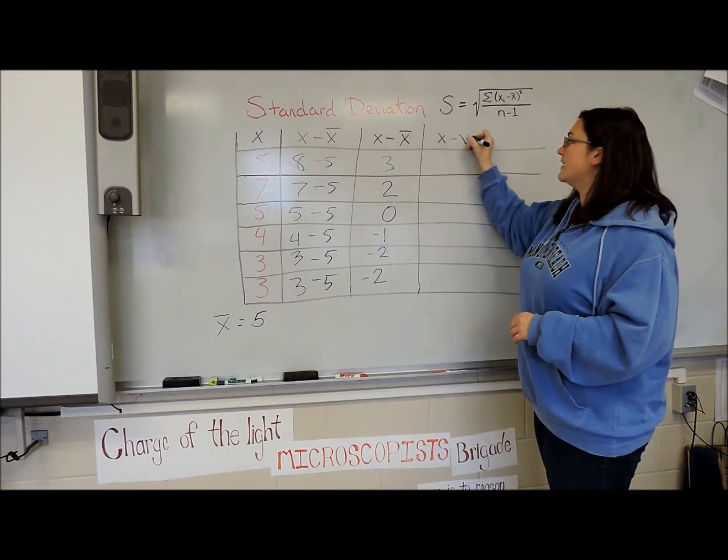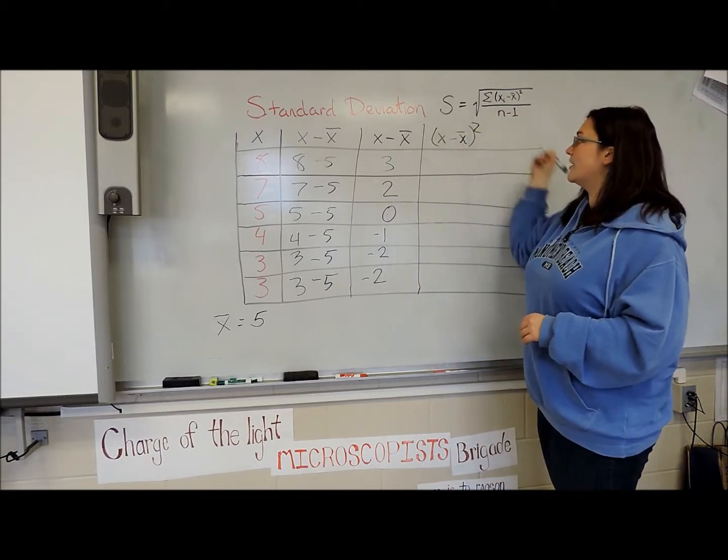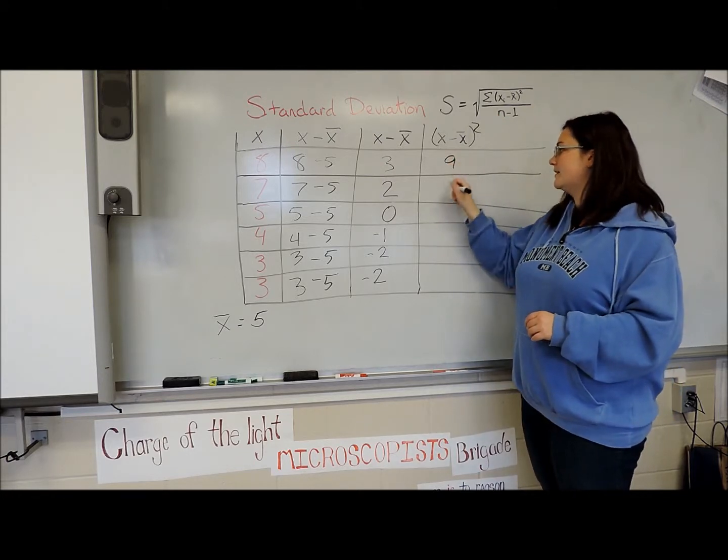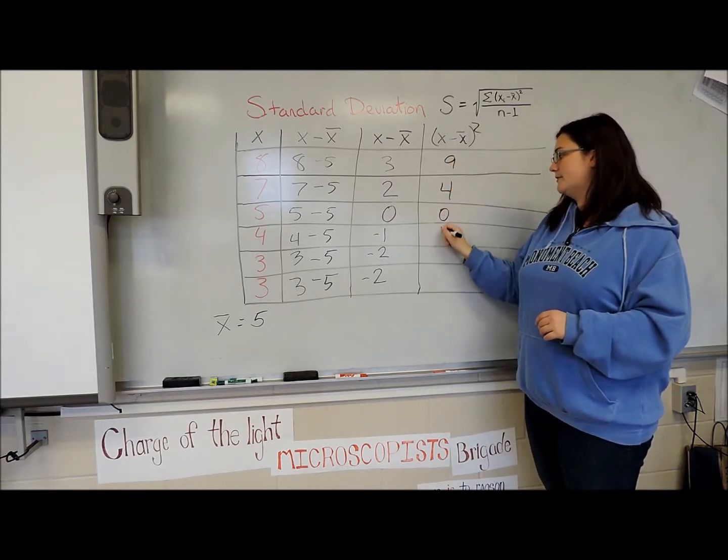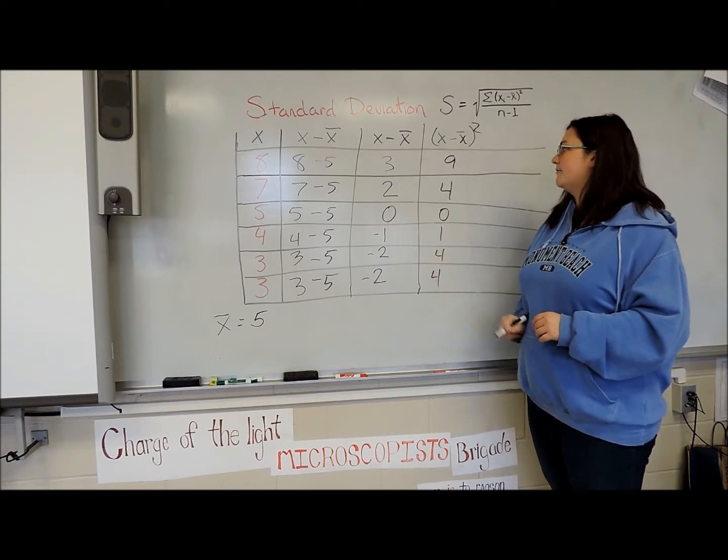So x minus x bar. Next order of business is to square it. 3 squared is 9. 2 squared is 4. 0, 0, 1, 4, 4.